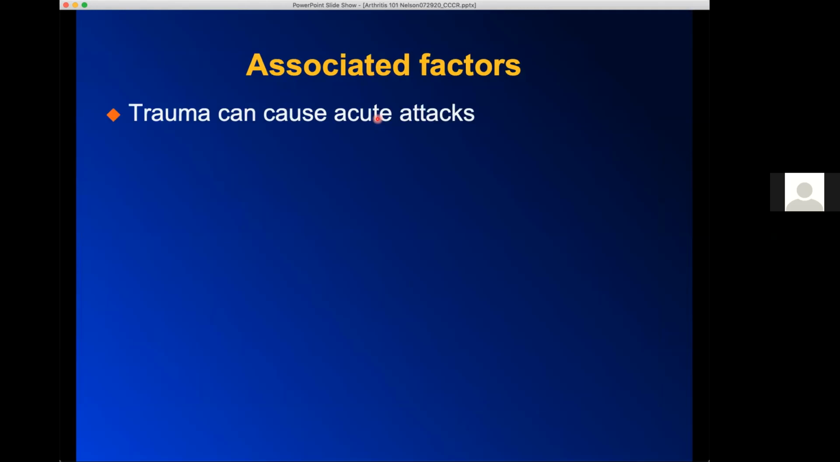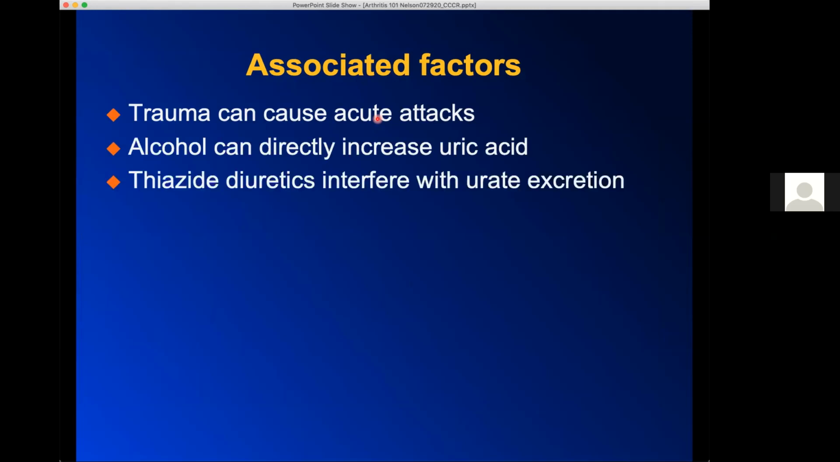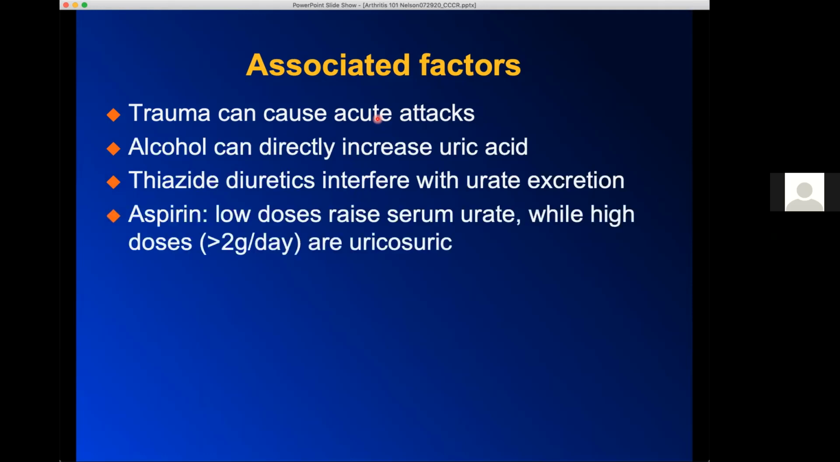Other associated factors with gout, so if there's a trauma or some other trigger that can lead to some acute attacks. Alcohol can increase uric acid. That's one of the reasons that we counsel about diet in gout more than some of the other arthritis conditions. Some medications can interfere with how we excrete urate and how our urate is regulated in our body, and so medication list reconciliation can be really important. Aspirin affects gout depending on the dose, so low doses can cause your serum urate to go up, and high doses can cause you to pee the uric acid out.